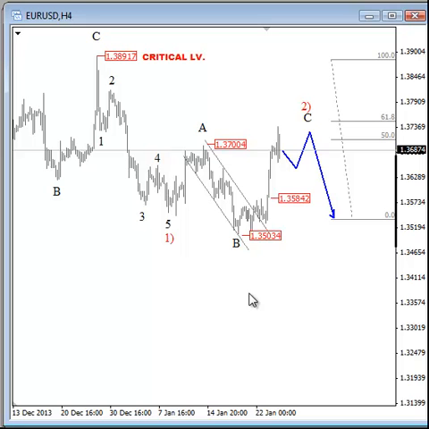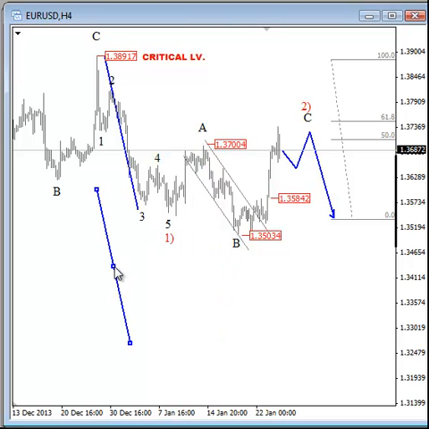Typically if the market makes an ABC, let's say this is A, this is B, and you expect wave C down, then you would expect wave C to fall very close, based on distance, to this wave 1. This clearly did not occur. As you can see, the market reversed to the upside much earlier.